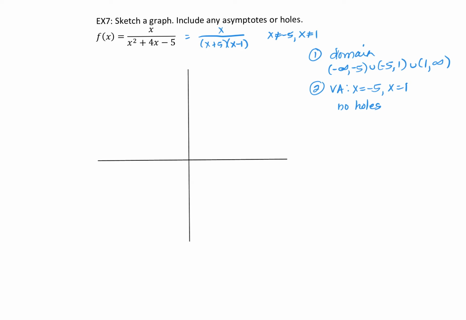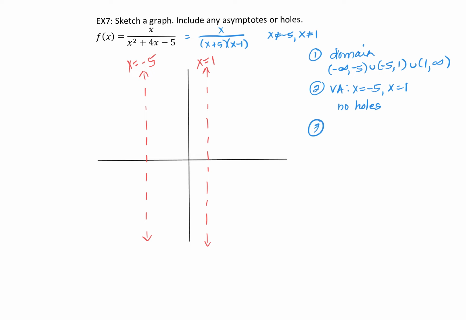I am going to go ahead and pretend like this is negative 5. Again, this is not to scale. And a little bit closer to the y-axis would be my x equal to 1. 3 pieces, 1 piece to the right of 1, 1 piece between the negative 5 and the 1, 1 piece to the left of negative 5.